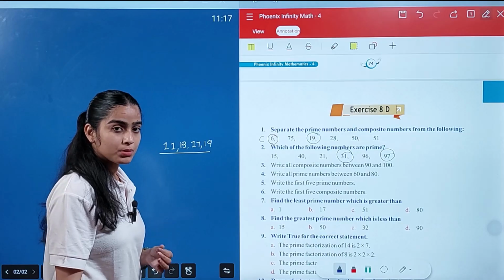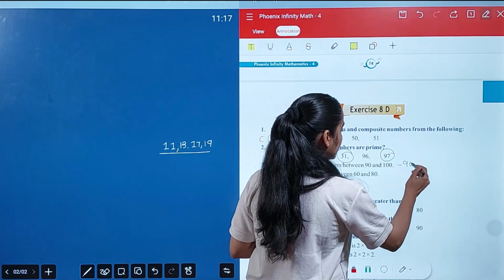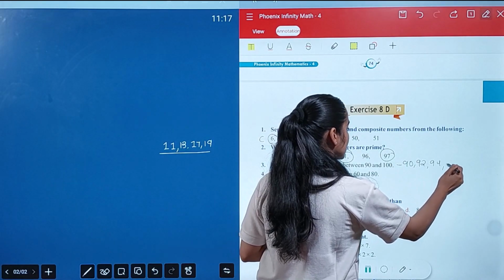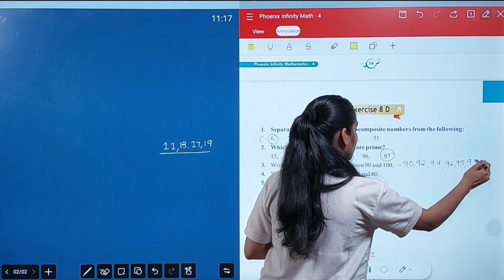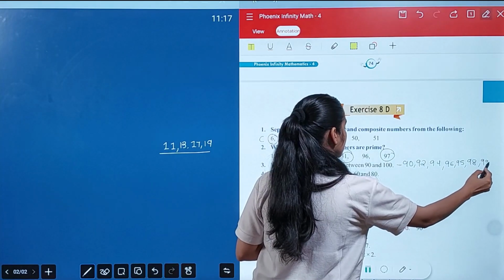So that is very simple for you. You can easily write 90 is a composite number. 92 is also a composite number. 94, 96, 95 as well are composite numbers. 98. So these are the numbers which are composite numbers.